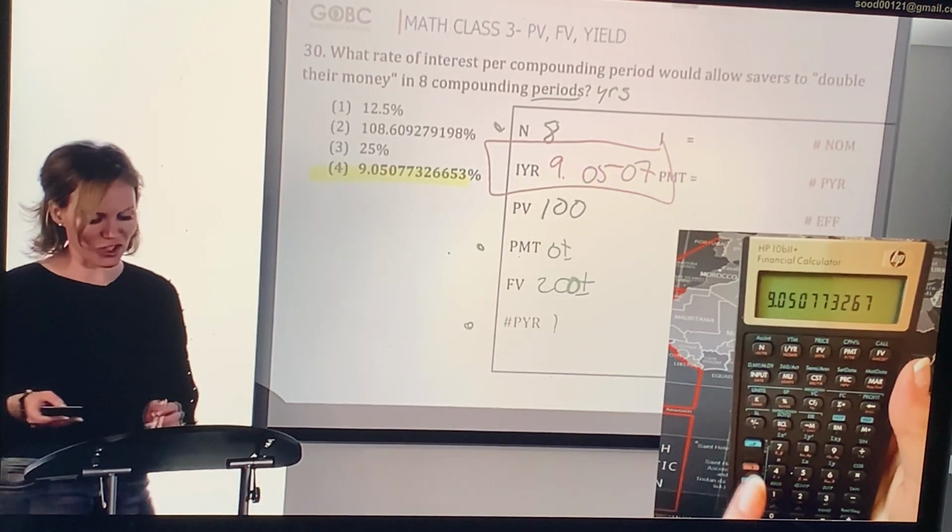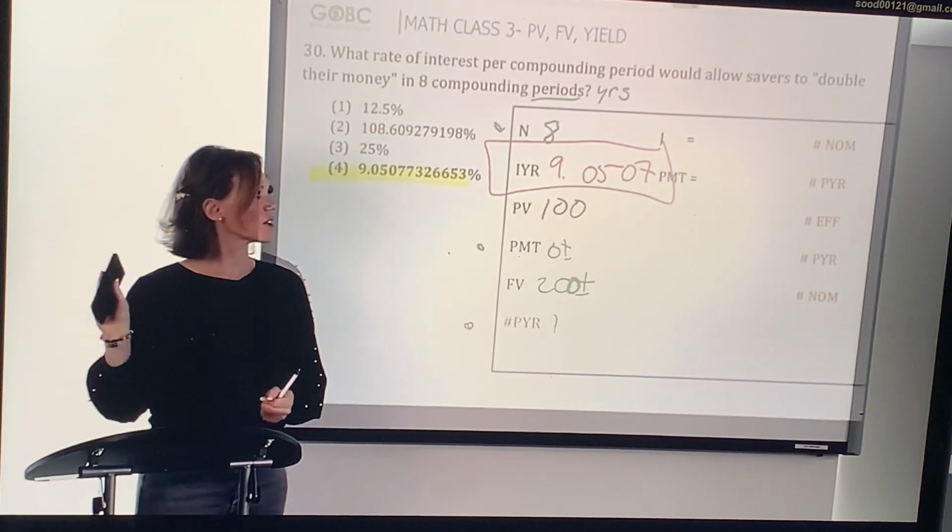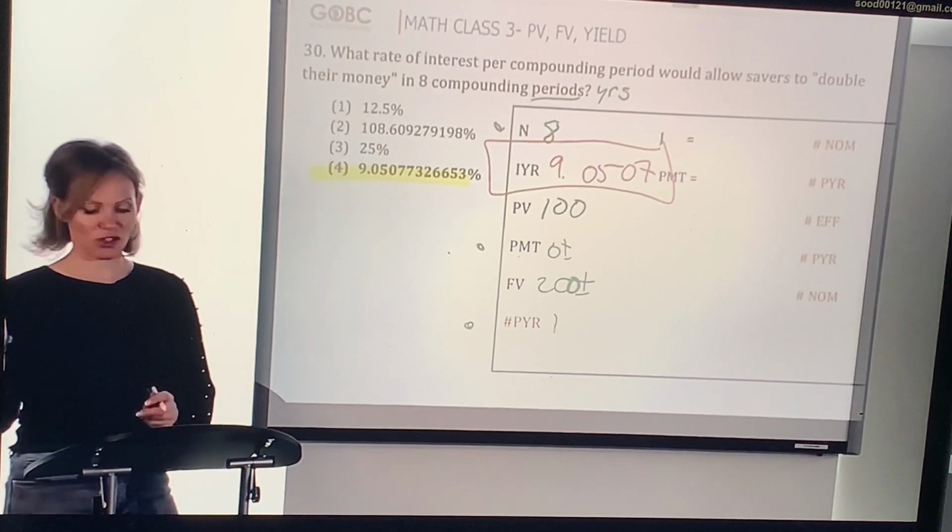How do you double check? How do you know if it's J1? Even though PYR is 1, how do you double check? You press shift, and then you press effective. Every time you press shift effective, it converts it to J1. Good. So it should stay the same. It should not change on this one.